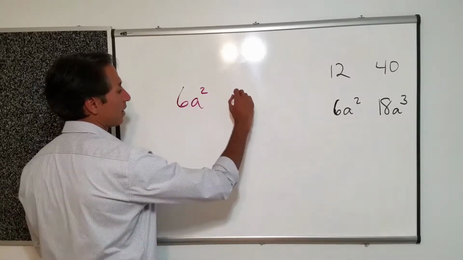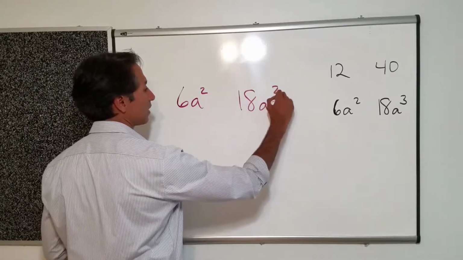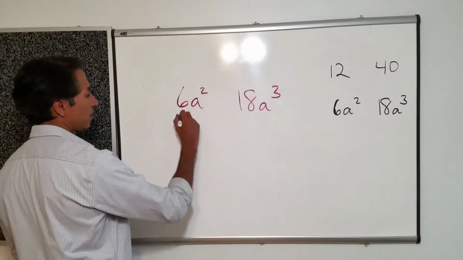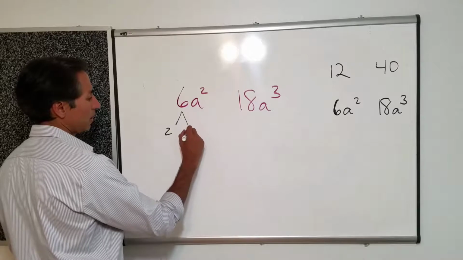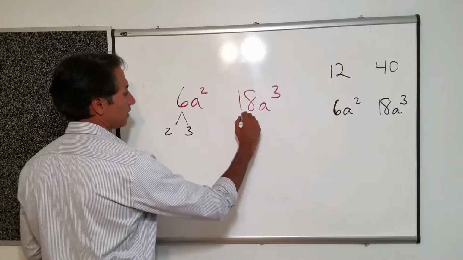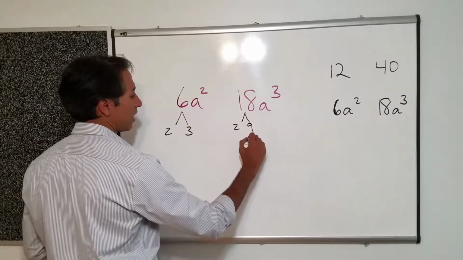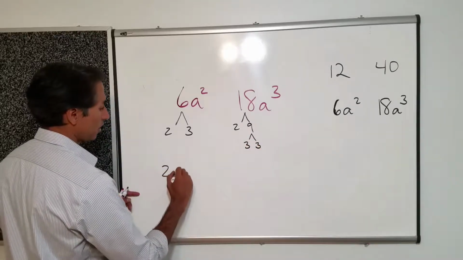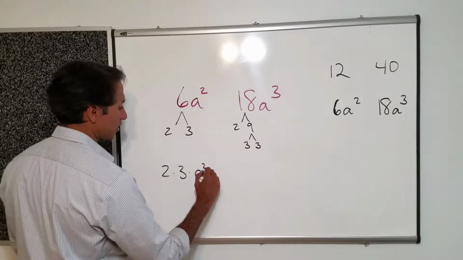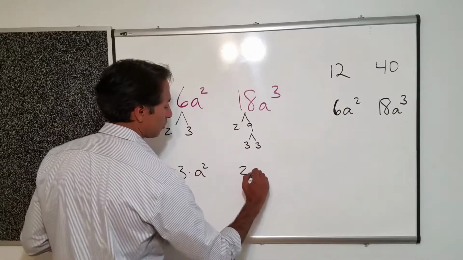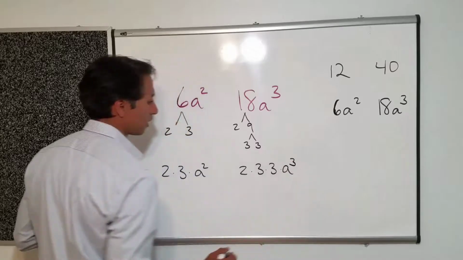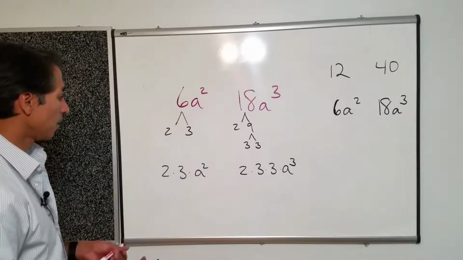6a squared and 18a to the 3rd. All right, let me do my factors here. What makes a 6? 2 and a 3. What makes an 18? A 2 and a 9, which is a 3 and a 3. So I have 2 times 3 times a squared, and I have a 2 times a 3 times a 3 times a to the 3rd.